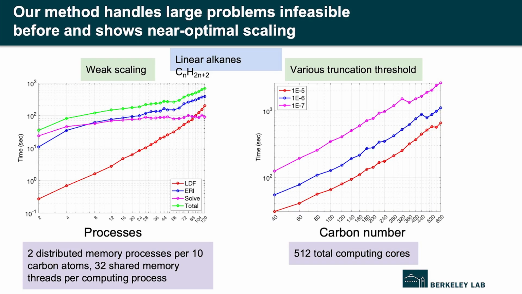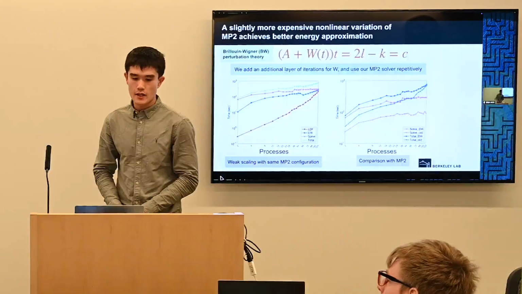Okay, so finally, I'm going to show you some results. First is the weak scaling result, which increases the number of processes with the size of the problem. We also have various truncation thresholds plotted, and we show almost near-optimal scaling for the sub part. The main takeaway is that we can push the limit to very large problems that were infeasible before.